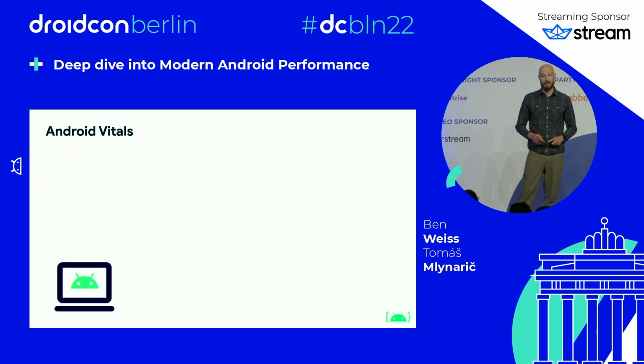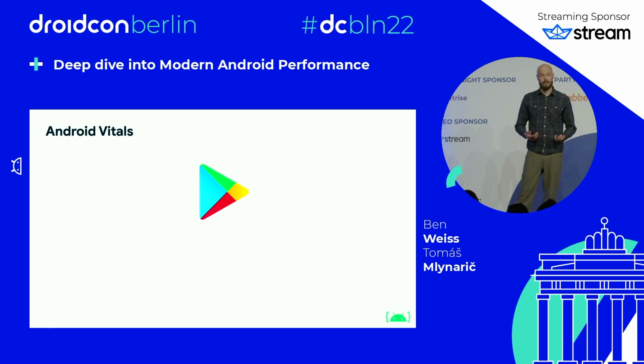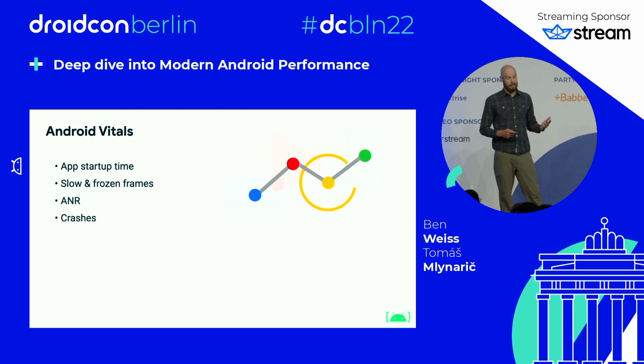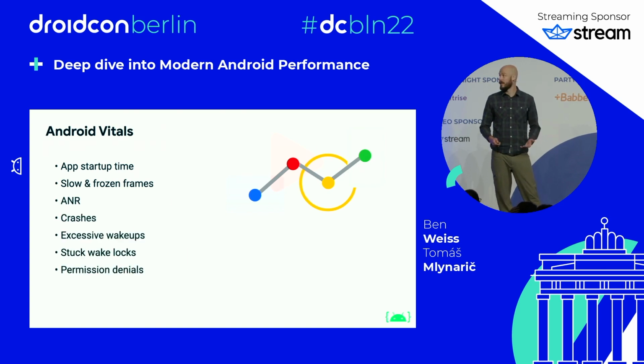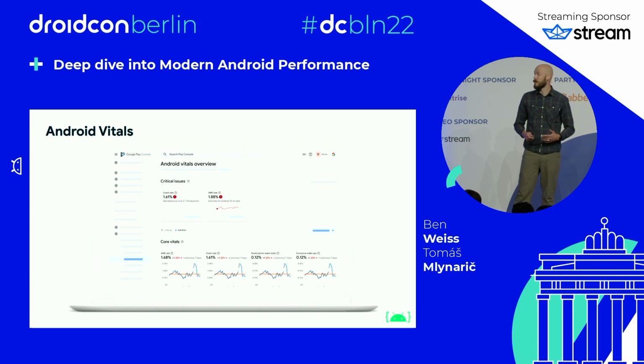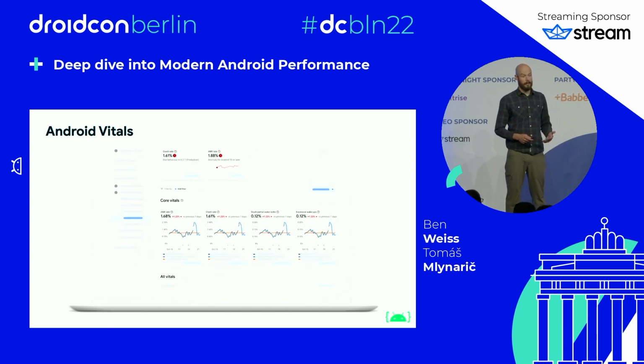And in order to use Android Vitals, all you have to do is upload your application to the Play Store. Google Play then takes care and does its magic with Android Vitals, and it gives you a lot of data. It gives you data on app startup time, slow and frozen frames, unresponsive activities, crashes, excessive wake-ups, stuck wake locks, and even permission denials. So that's a lot of data that you get for free from the field, and you see how your users are using your application. You get a nice dashboard where you can see what's going on, where you see how your app is performing, even compared to other apps in your category. So Android Vitals gives you all this information for free, and you don't have to implement anything within your application other than uploading it to the Play Store.